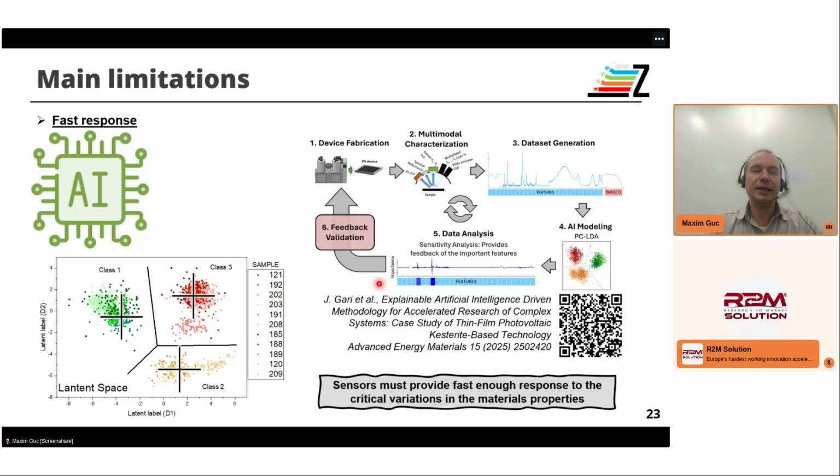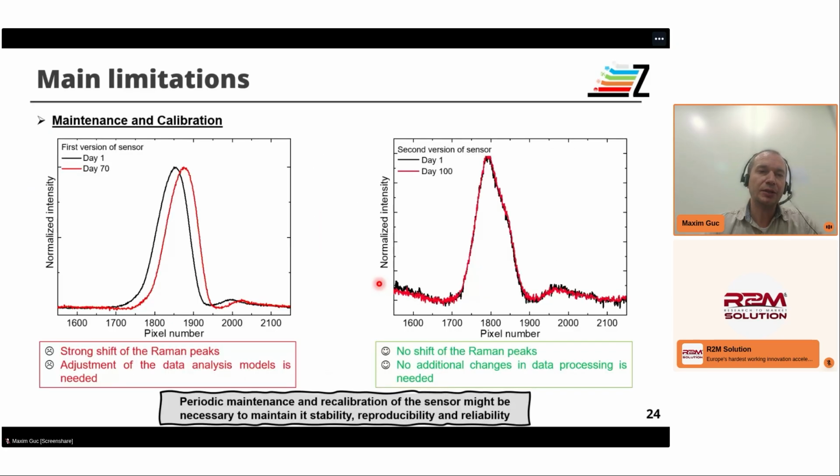And the next limitation or the next requirement is, of course, related to the maintenance and calibration. Here, I would show you an example of the first versions of the sensors that we were making inside one of the European projects. So here you can see that when we got the first version of the sensor, we installed it, and then in 70 days, by checking the signal that we are receiving from this sensor, we see there is a really huge shift in the position of the bands.